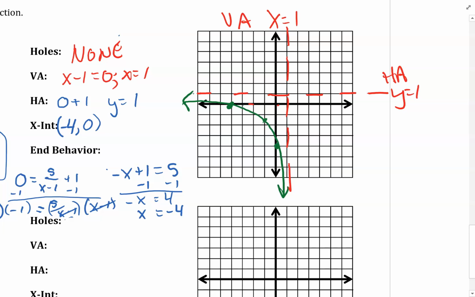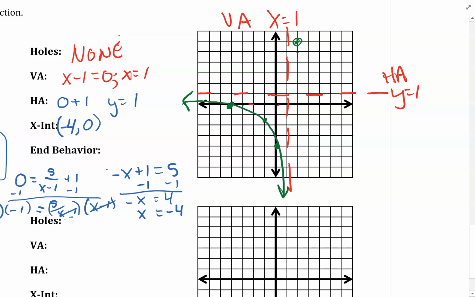We're going to have its reflection on the other side. So up 1, 2, 3, 4. And a couple other points. Remember, this is symmetrical, so we think about it as symmetrical across the intersection of the horizontal and the vertical asymptotes. So we'll have something like, let's see, if x equaled positive 2, we'd have 5 over 1, which is 5, plus 1 is 6. So here's the point 2, 6.